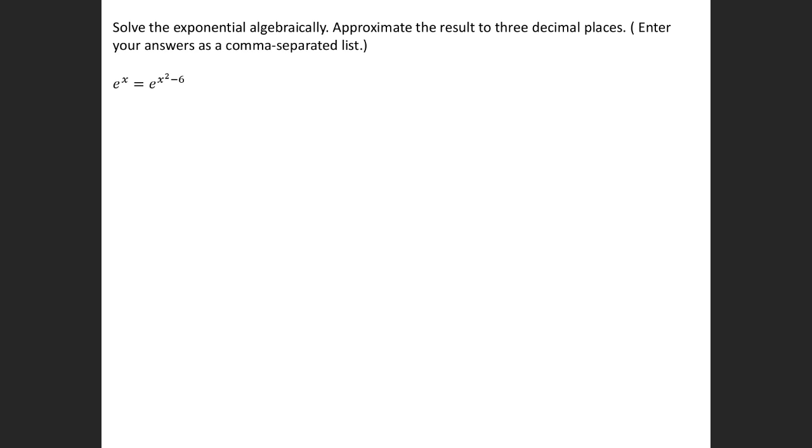Okay, so I think, let me check. Let me just do this one last one, and then Mr. Carizales will finish the rest of the slides. So here it says solve the exponential algebraically. Since I have the same base, we can use the property, which tells me that I'm going to take the exponents and set them equal to each other. So x is equal to x squared minus 6. And notice that it's quadratic because it has a power of 2.